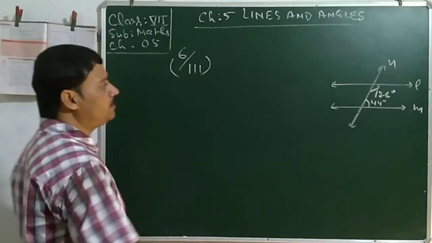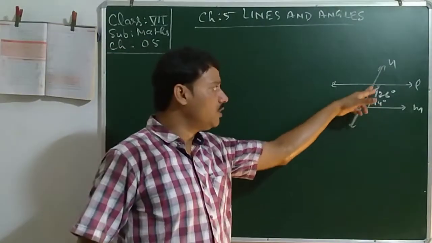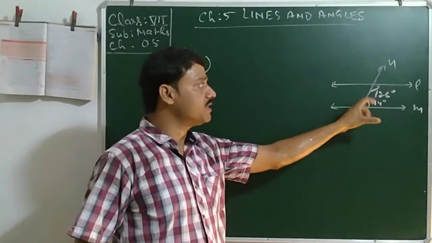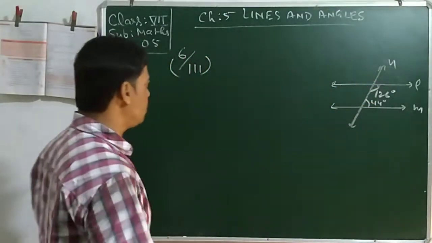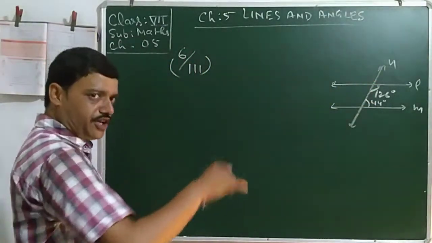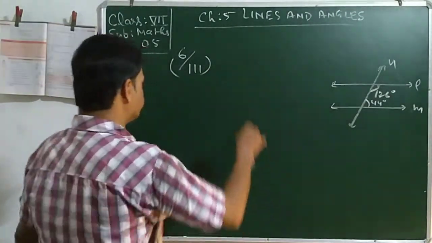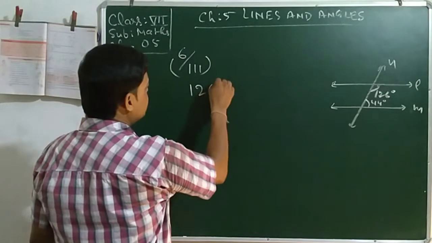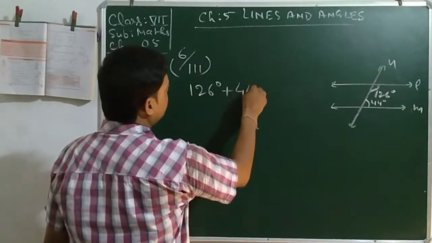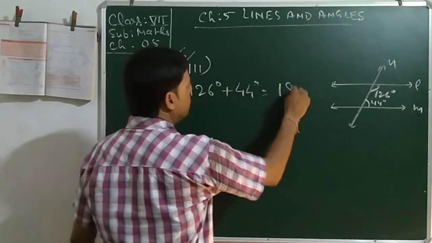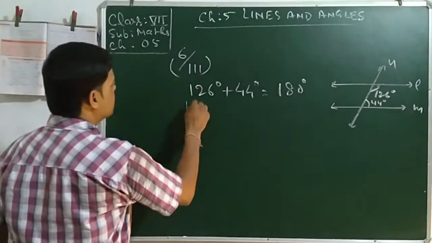To check whether L and M are parallel or not, let us find whether the sum of the angles lying on the same side of the transversal is supplementary or not. Is the sum of the angles 180 degrees or not? That means they are supplementary or not. That we need to check. 126 degrees plus 44 degrees equals 180 degrees. Hence yes.